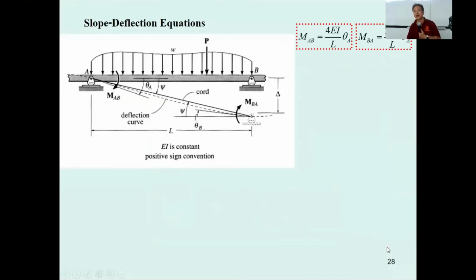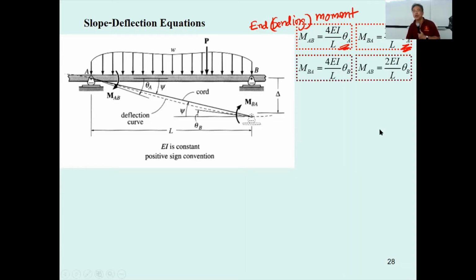There are moments, end moments. This is called the end moments. The full name is going to be end bending moment. We just leave out the bending and just call it end moment. This is due to theta sub A. Another one is due to theta sub B. You may go to what we have from the previous slide.